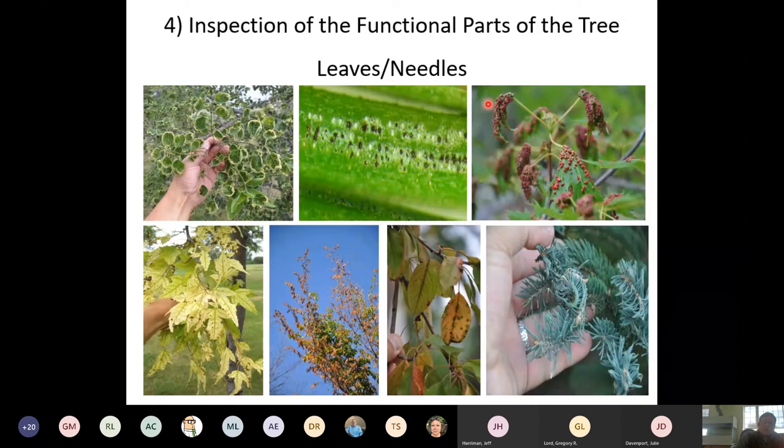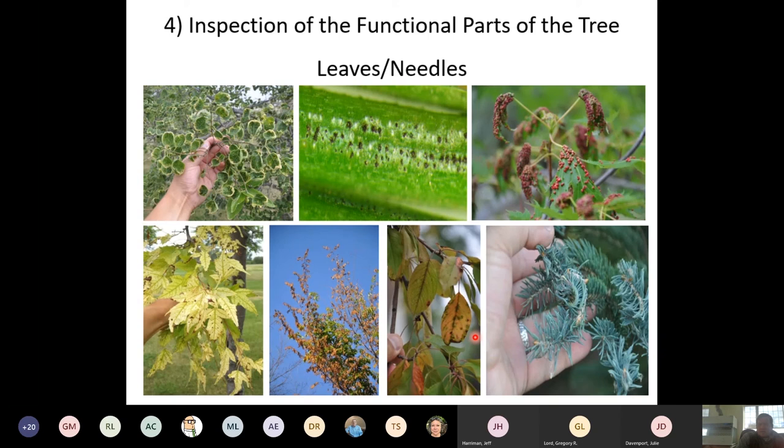Here we have that iron chlorosis. Maple is particularly susceptible to iron chlorosis. Again, there's plenty of iron in the soil, but the tree just can't get it because of high alkalinity or very basic soils. Here we have Dutch elm disease. This is called a flag. You've got these branch tips that are wilting. It's kind of an indication to the observer that there's definitely something wrong here.